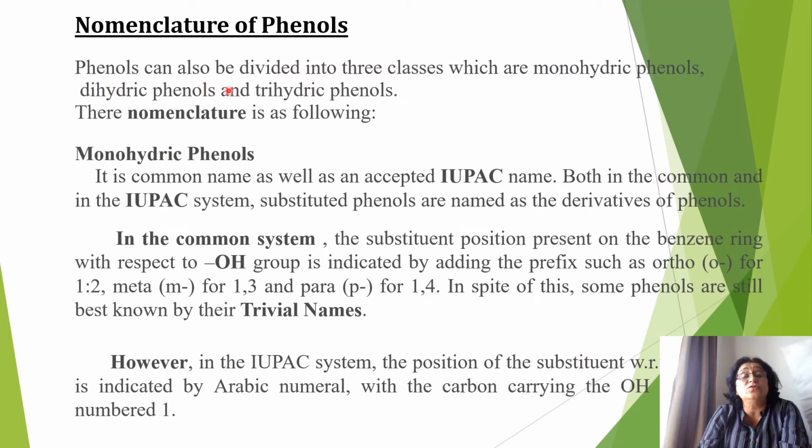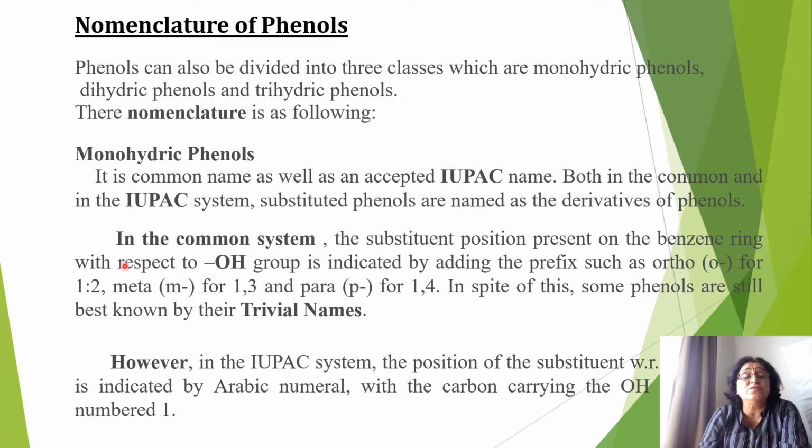So phenols can also be divided into three classes, which are monohydric phenols, dihydric phenols, and trihydric phenols. Their nomenclature has a common name as well as an accepted IUPAC name. In both the common and the IUPAC system, substituted phenols are named as derivatives of phenol. In the common system, the position of the substituent on the benzene ring with respect to the OH group is indicated by adding the prefix ortho, para, and meta.